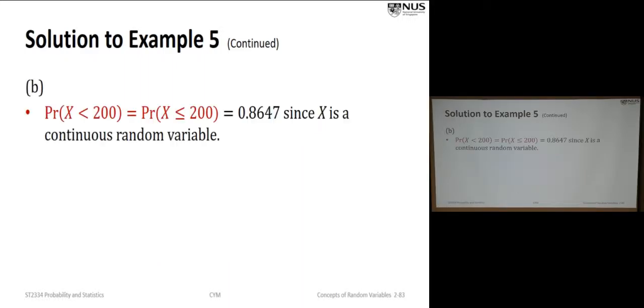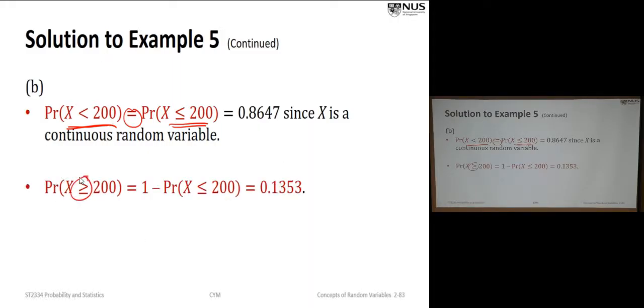So how about at least 200 and not more, less than 200 and at least 200? For continuous, they are the same. The first one is less than 200, x less than 200. The second expression is at most 200. So it's the same. We don't have to redo it again.